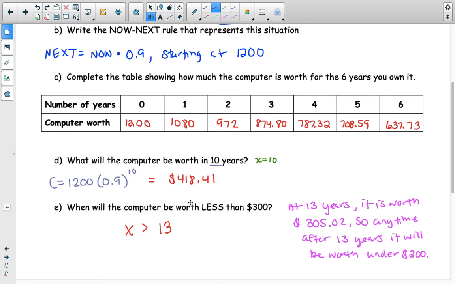Now, if we were to use Desmos, we could put y equals 300 and y equals 1,200 times 9/10 raised to the x, and see where they cross. And we could get the actual exact time of when it'll cost $300. So then I could say this very specific value of when it will be less than $300.